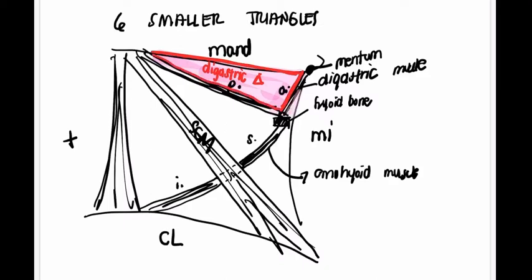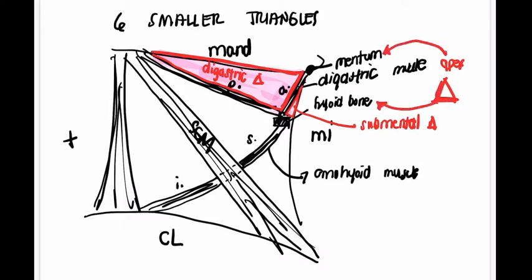The next triangle is what we call the submental triangle. Suppose this is a triangle and its apex is formed by the mentum and its base is formed by the hyoid bone. Its two sides are formed by the anterior bellies of the digastric muscle.